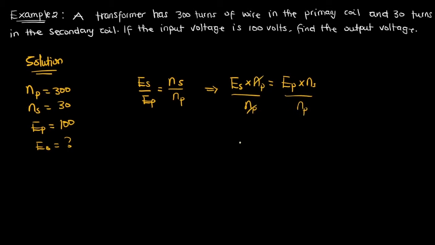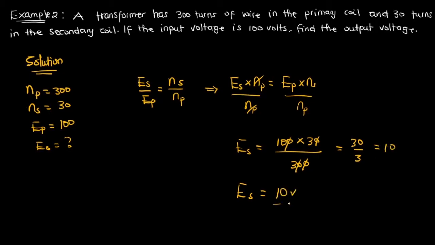So this will cancel this. My ES is equal to my EP, which is 100, my primary voltage, multiplied by my secondary turns, which is 30, divided by NP, which is 300. From here we can compute to find our output voltage. The 0 here will cancel the 0 here. The second one will cancel this over here. So I have 10 multiplied by 3 at the top, which gives me 30. Then I have 3 at the bottom. So 30 divided by 3 is 10. So 10 volts is my answer.